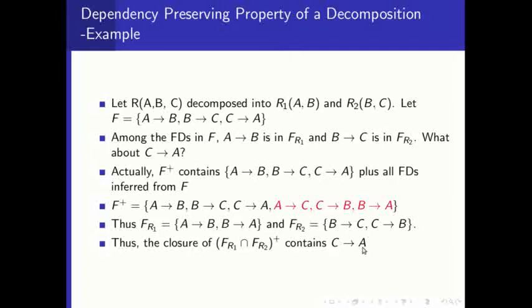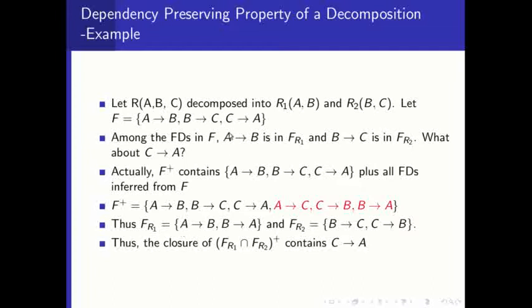C determines A will be obtained. C determines B is there, and B determines A is there in this one. Therefore, what can you infer from that? C determines A. You can infer that, because C determines B is here, and B determines A. If you take the union and closure, this C determines A will be there.